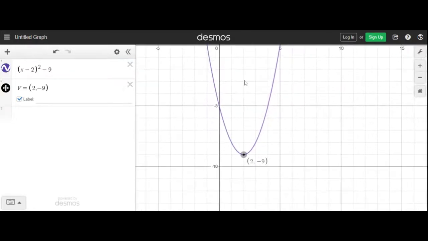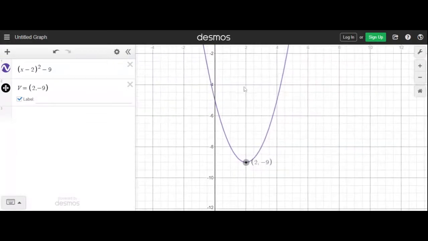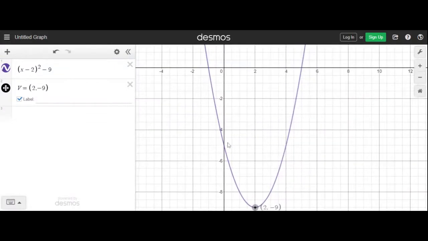And our y-intercept is where our function crosses the y-axis. If we zoom over there, there's our y-intercept. It's at 0, minus 5.